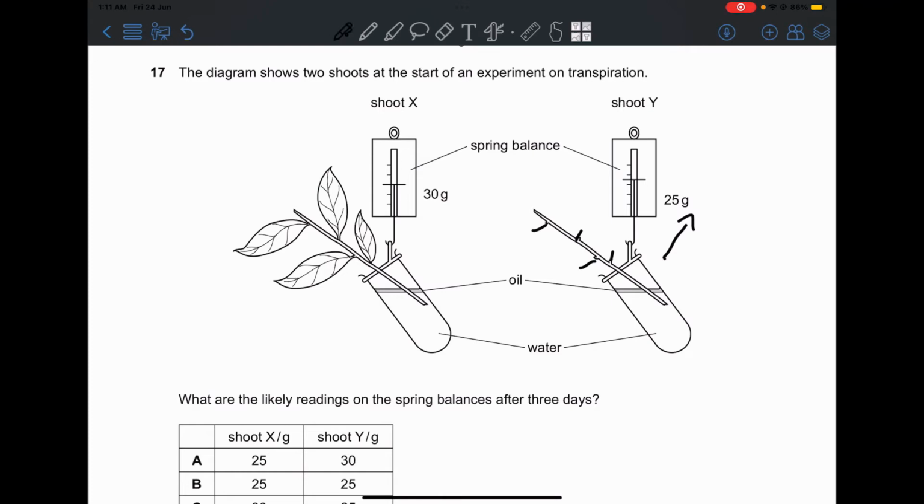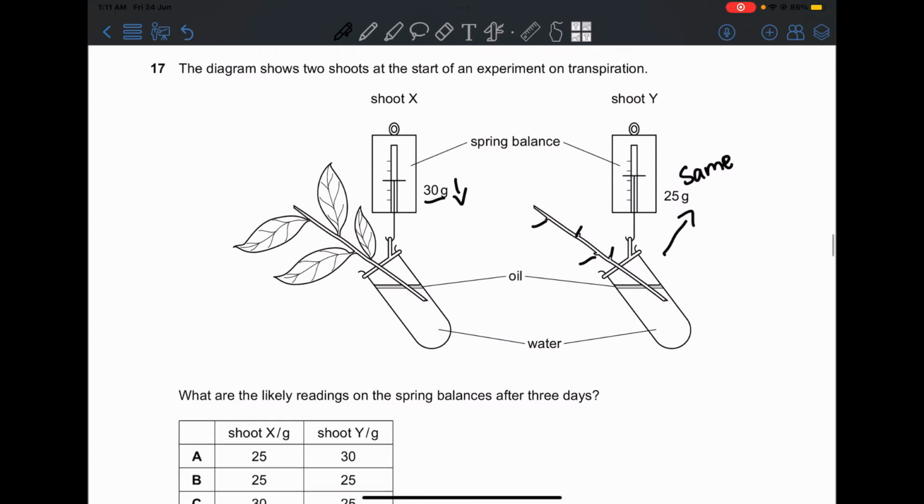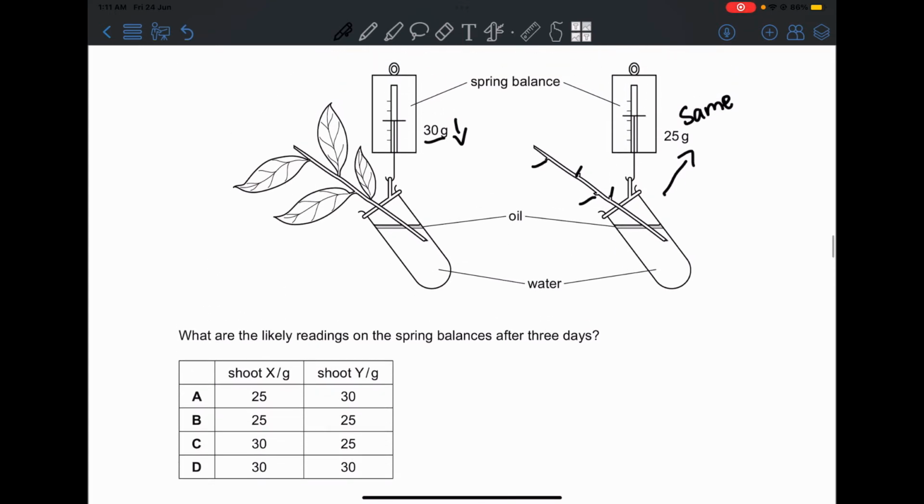So we're going to be choosing this one is going to be decreased, and this one is going to remain the same because, as I said, there are no leaves, and this is going to decrease because of the transpiration. So our answer is going to be B.